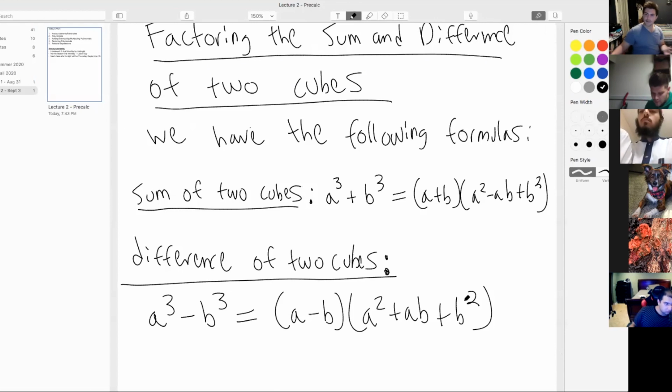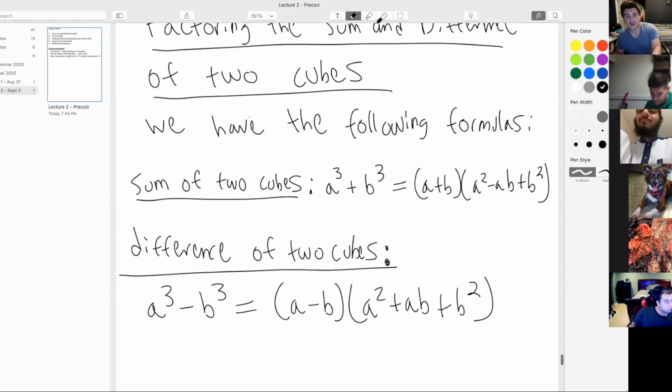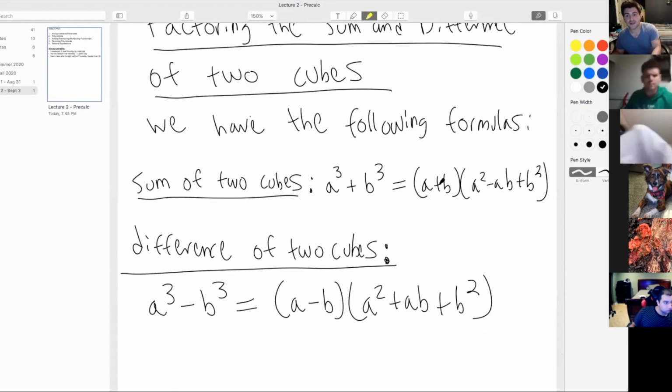You don't need to memorize them. Just have them in your notes. And you can check that these formulas are legit if you just multiply out the right side. If you multiply out the right side, you will indeed get back the left side. And same with the other one. That's the proof. You just need to multiply it out.